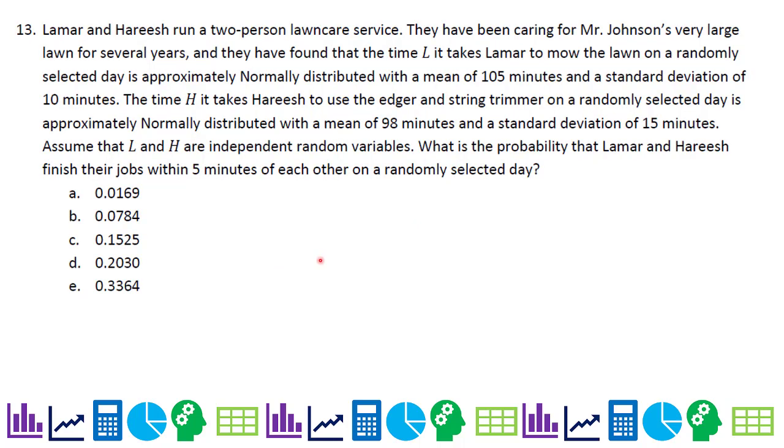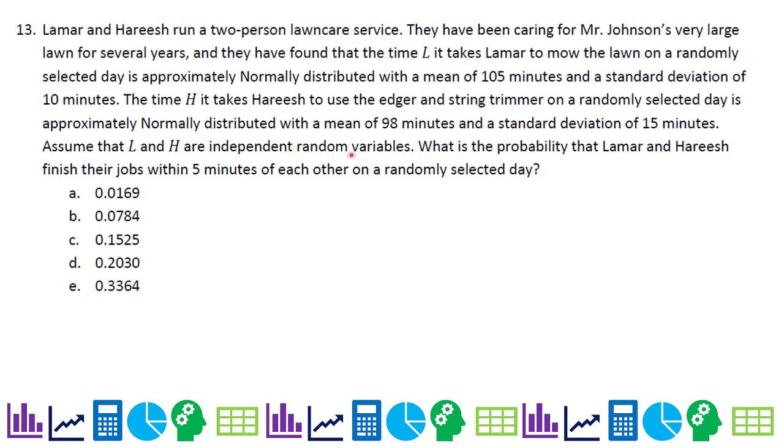Number 13, another one. Lamar and Harish run a 2-person lawn care service. They've been caring for Mr. Johnson's very large lawn for several years. They have found that the time L it takes Lamar to mow the lawn on a randomly selected day is approximately normally distributed, with a mean of 105 minutes and a standard deviation of 10 minutes. The time H it takes Harish to use the edger and string trimmer on a randomly selected day is approximately normally distributed, with a mean of 98 minutes and a standard deviation of 15 minutes. Assume that L and H are independent random variables, very important here.